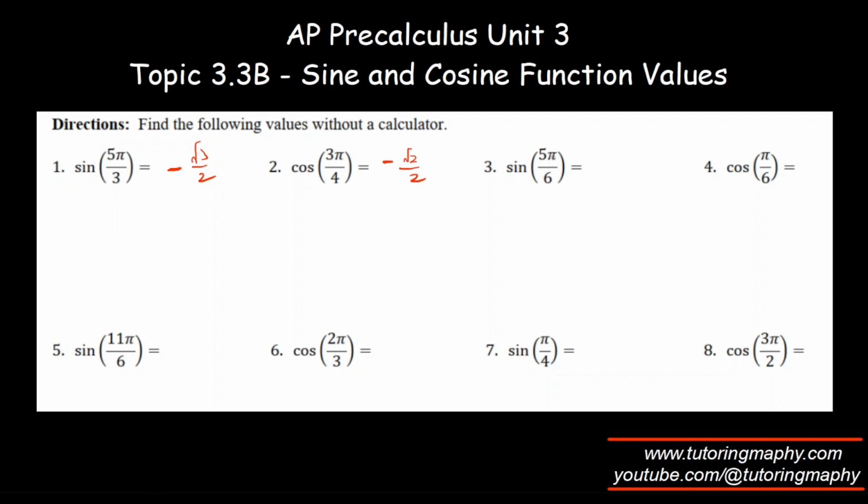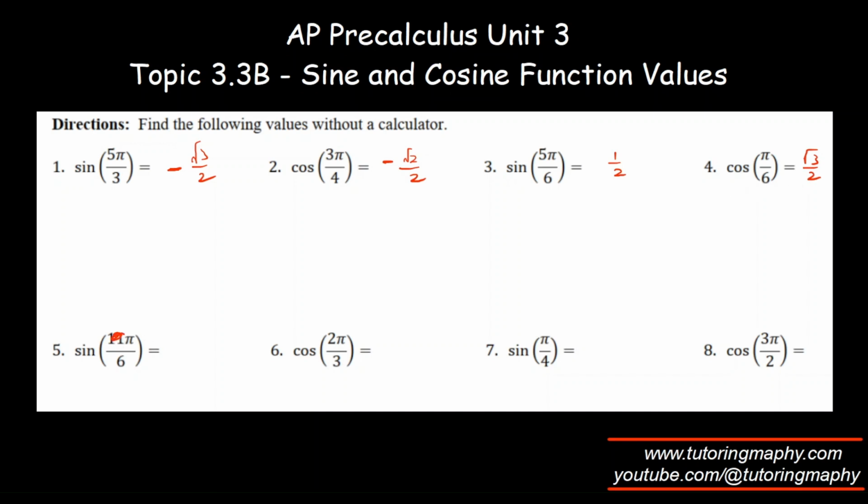Sine pi over 6, again, is 1 over 2. So 5 pi over 6 is in quadrant 2, and in quadrant 2 sine is positive. So it just remains positive. Cos pi over 6 is no need to worry, because that's already in quadrant 1, and in quadrant 1 everything is positive. So that's just root 3 over 2.